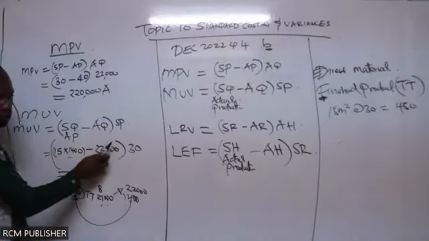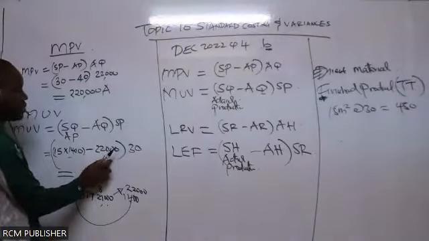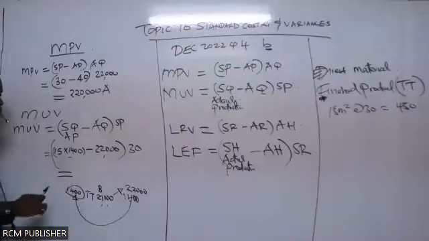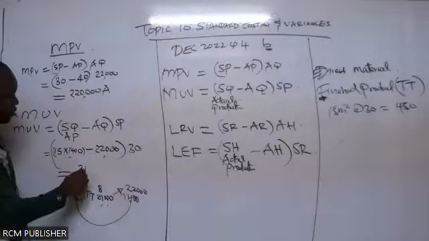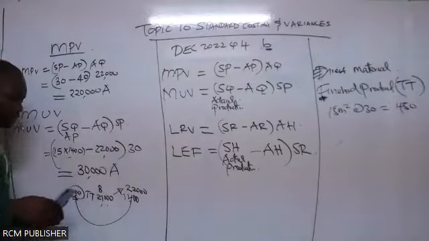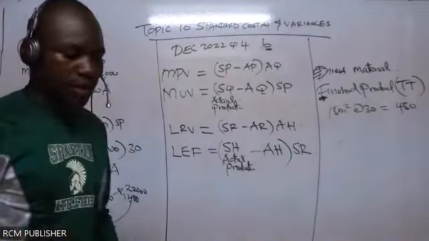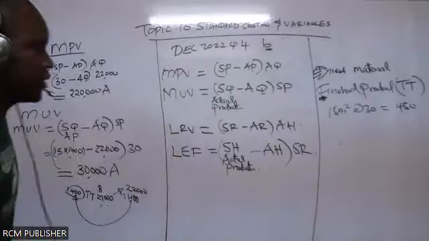21,000 minus 22,000. You're going to have 1,000. 1,000 by 30, what do we get here? And I know very well it is adverse. Sorry for that.